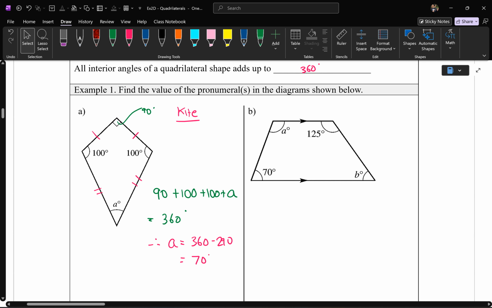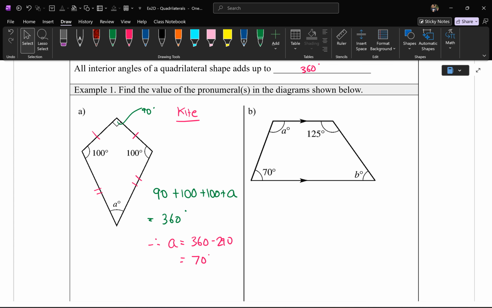See how I'm doing it? Identify the shape. So draw the diagram, identify the shape, show me your method. How did you get to the answer? Okay, I need to see reasoning.